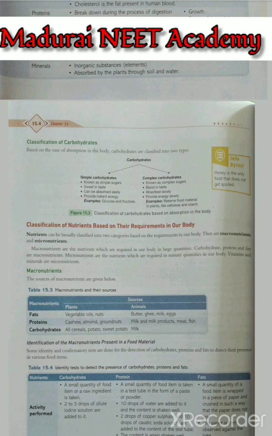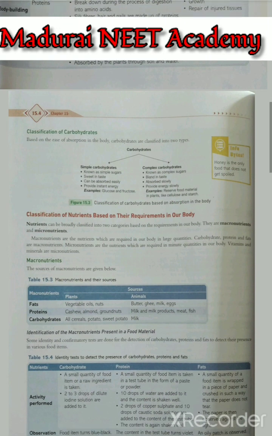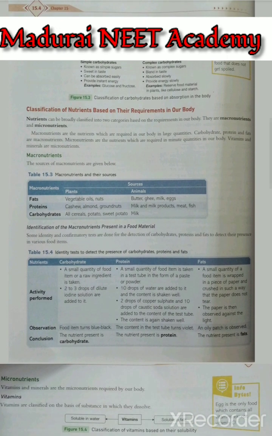So, the classification of nutrients based on their requirement in our body. As I said earlier, we have two kinds of nutrients, macronutrients and micronutrients. Macronutrients include fat, protein and carbohydrates. These are present in various plant and animal sources. The macronutrients are the nutrients required in the body in large quantity. Macro means large. But the micronutrients such as vitamins and minerals are required in less quantity compared to the macronutrients, carbohydrate, fat and protein.